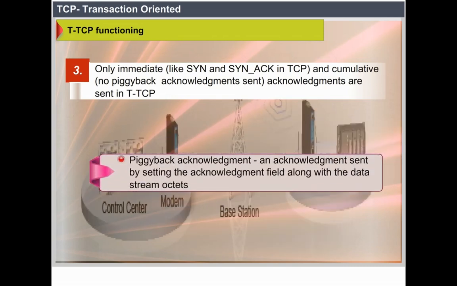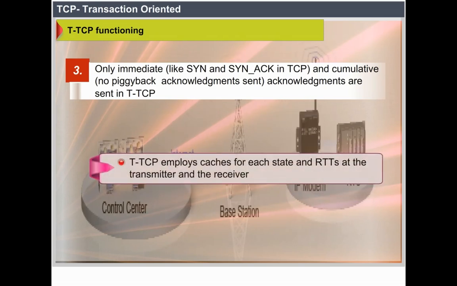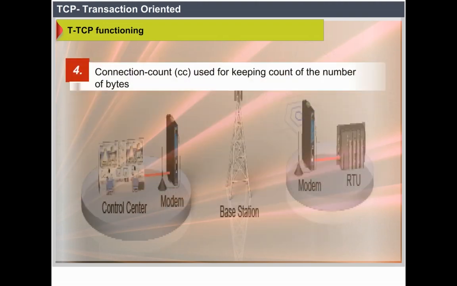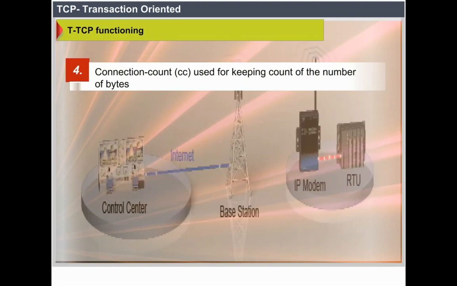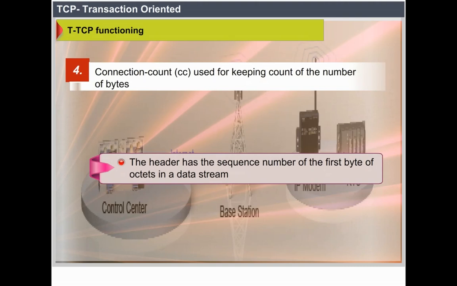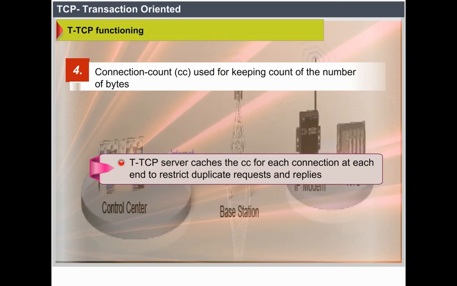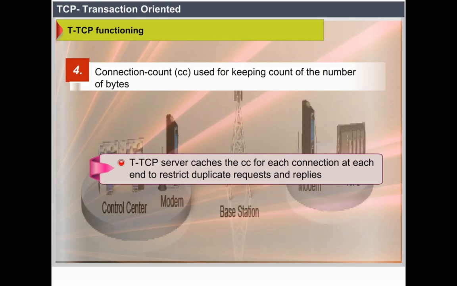Piggyback acknowledgement is an acknowledgement sent by setting the acknowledgement field along with the data stream octets. TTCP employs caches for each state and RTTs at the transmitter and the receiver. Connection count CC is used for keeping count of the number of bytes. The header has the sequence number of the first byte of octets in a data stream. The TTCP server caches the CC for each connection at each end to restrict duplicate requests and replies.